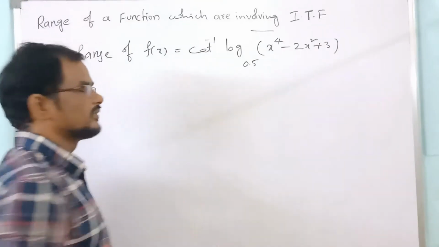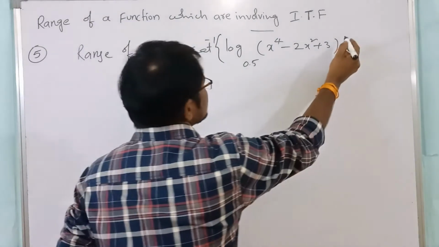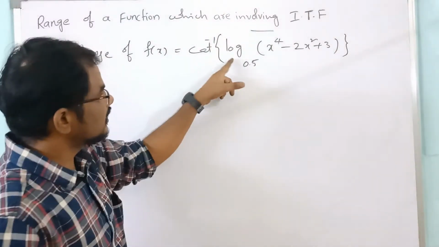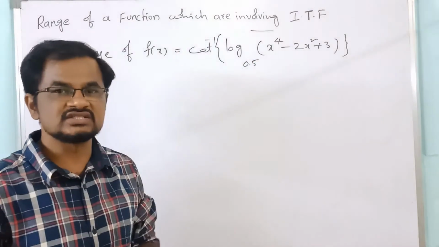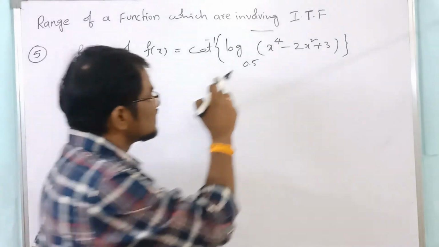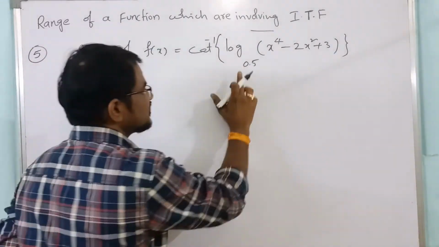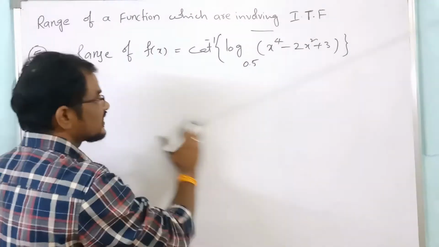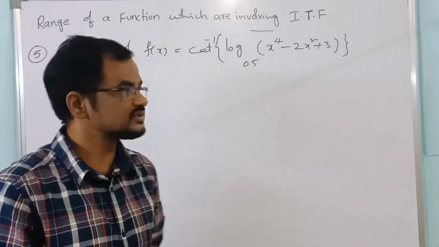Okay. Next problem. This is what they have given: cot inverse of log of x to the power of 4 minus 2x square plus 3 to the base 0.5. So first we have to find the range of this expression x to the power of 4 minus 2x square plus 3. After that we have to find the range of the whole thing. For that we apply cot inverse, which is an extension of the previous problems.